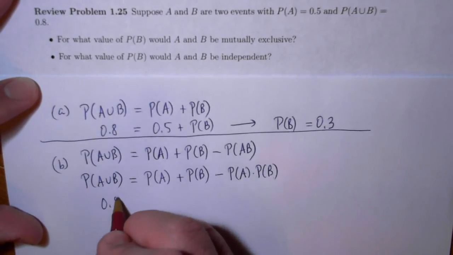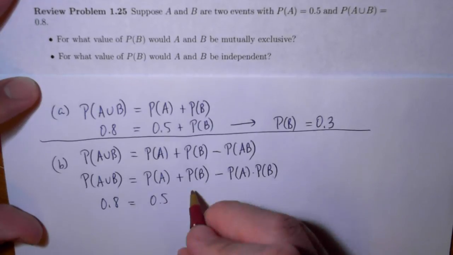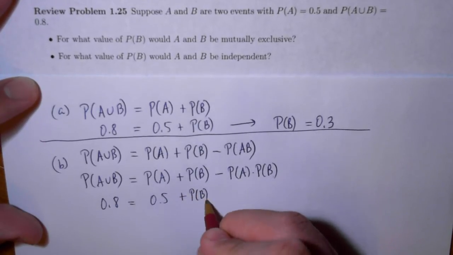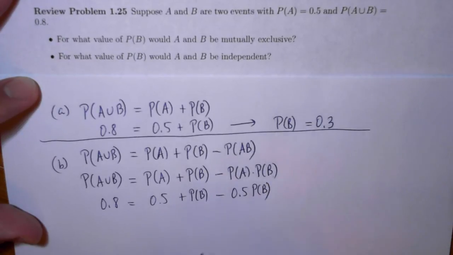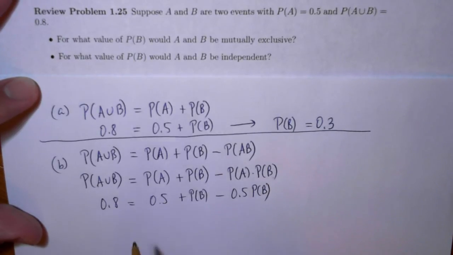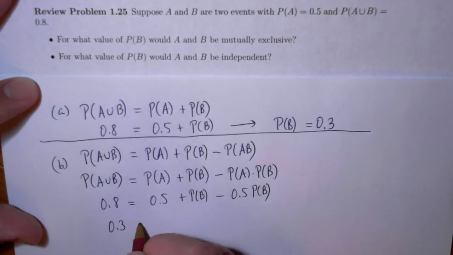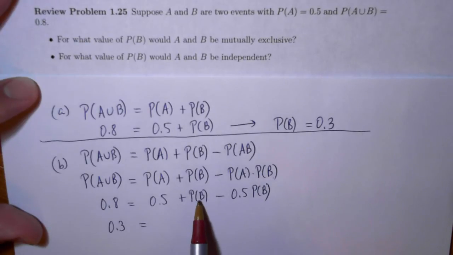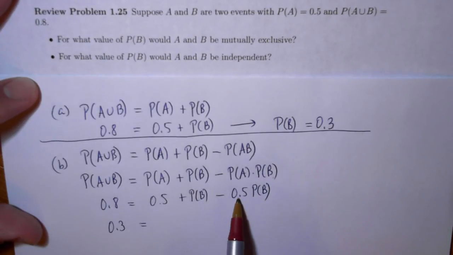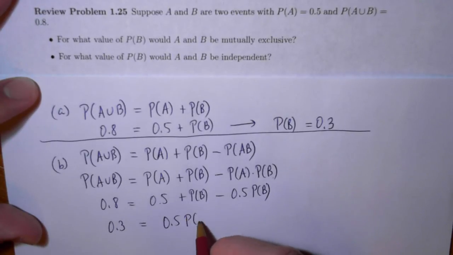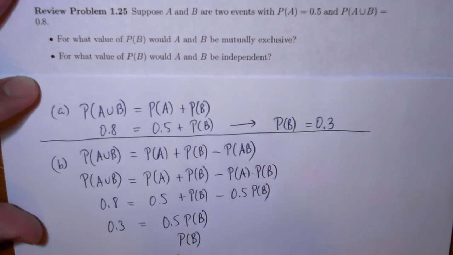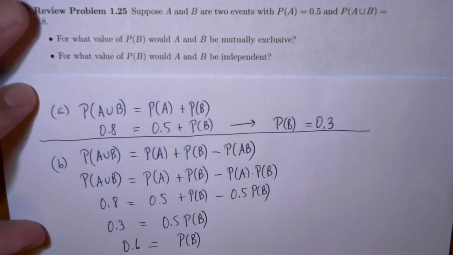So I have 0.8 is equal to 0.5 plus the probability of B minus 0.5 times the probability of B. Bring the 0.5 over to the left-hand side. We get 0.3 is equal to, over here I have probability of B minus a half times the probability of B. That reduces to a half times the probability of B. And then multiplying both sides by 2, we find the probability of B must be equal to 0.6.